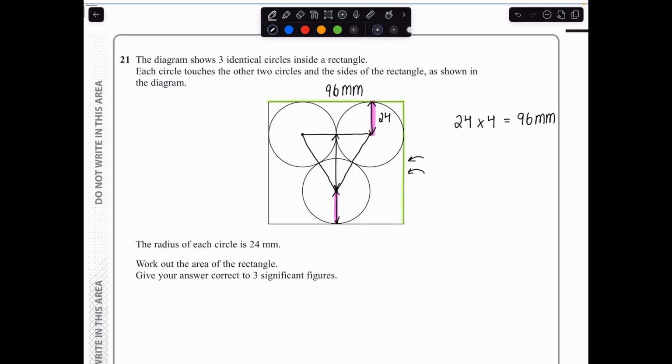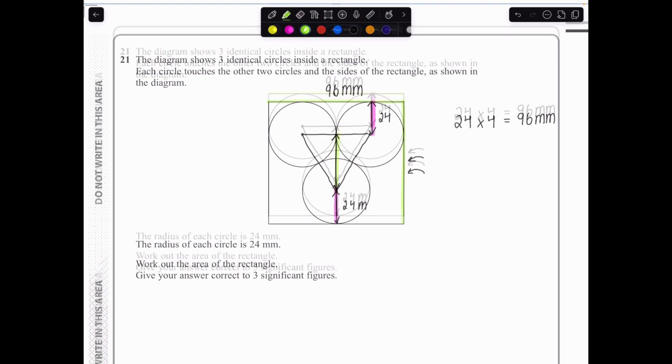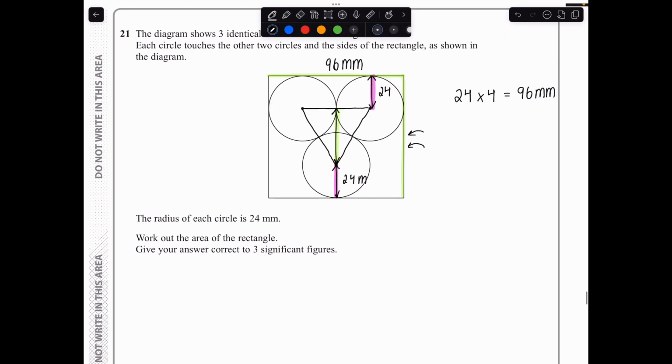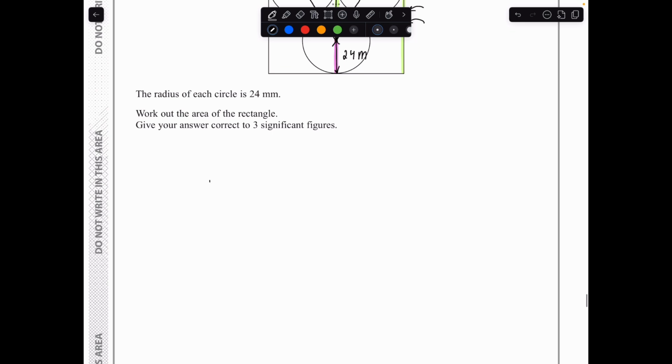We know this is also 24 millimeters. But how do we find out what this green length here is? Now, using some space given on the paper, let's redraw this triangle. To be specific, this equilateral triangle. So let's write down what the lengths of the sides are.